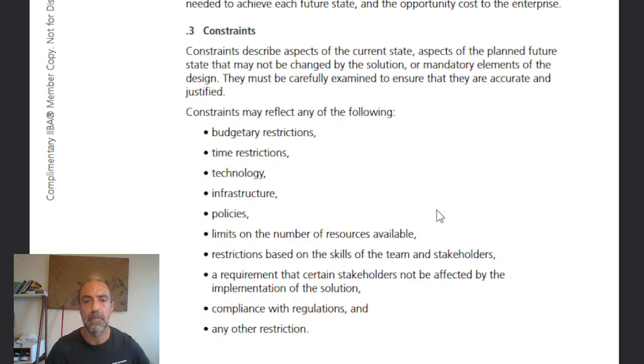Constraints may reflect any of the following: budget restrictions, time restrictions, technology infrastructure policies, limits on number of resources available, restrictions based on skills of the teams and stakeholders, the requirement that certain stakeholders not be affected by the implementation of the solution, compliance with regulations, and any other restriction.